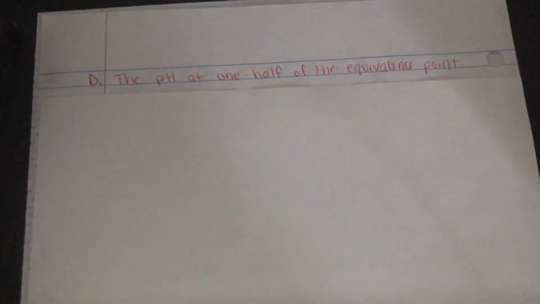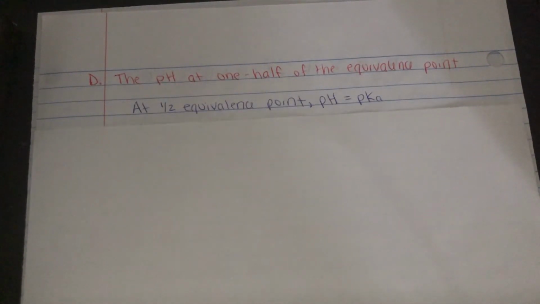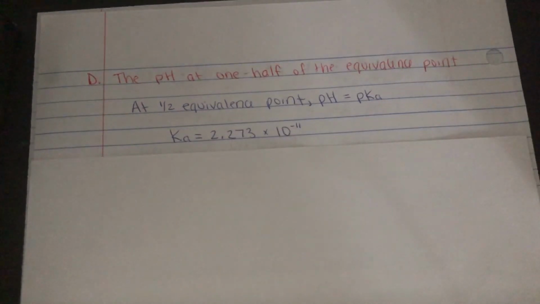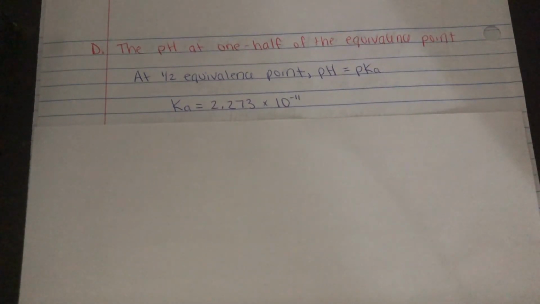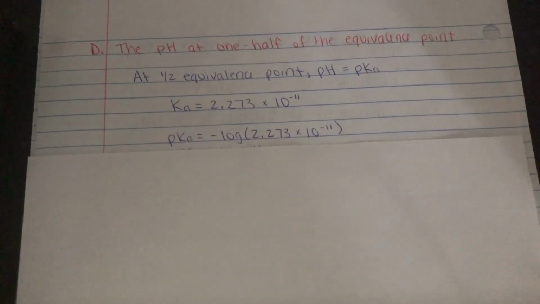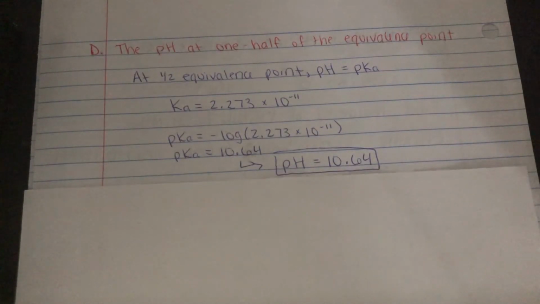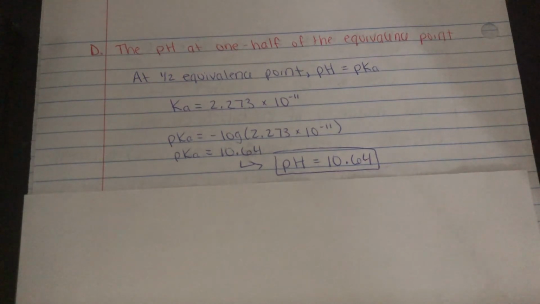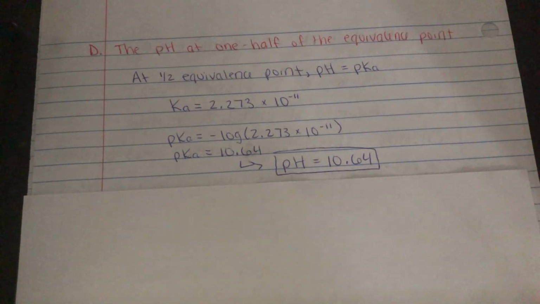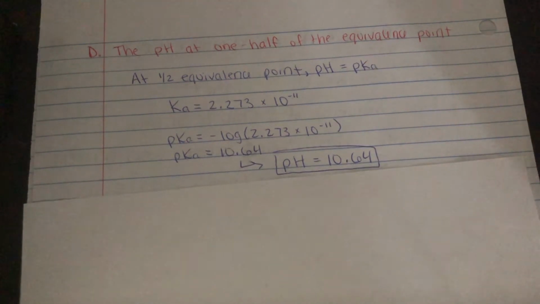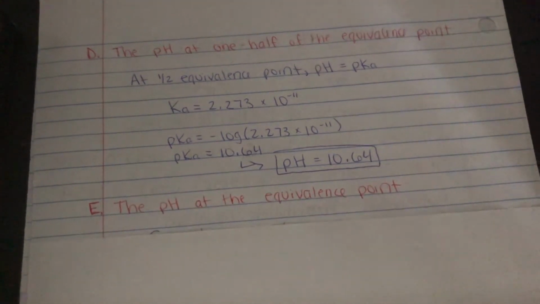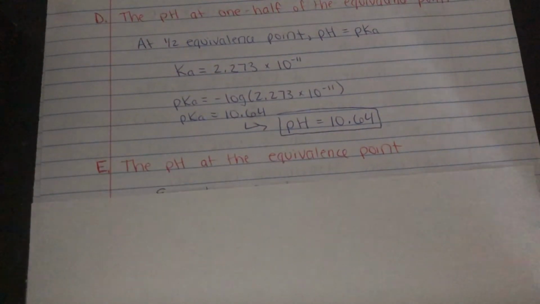So now moving on to part D, we are looking for the pH at 1/2 of the equivalence point. So we know that at half of the equivalence point, pH equals pKa. So we can use the Ka that we solved for above, which is 2.273 times 10 to the negative 11, and we simply do the negative log of that to find the pKa, and we get that pKa is 10.64, so that's the same as the pH, so the pH is 10.64 as well. So for this one, all we have to do is take Ka and solve for pKa, and that will give us the pH.